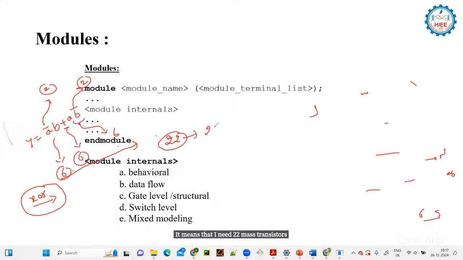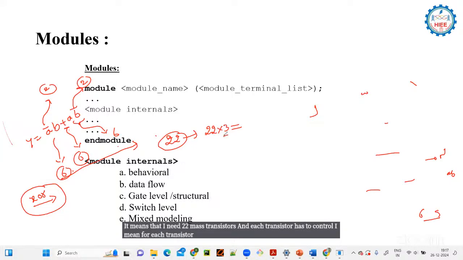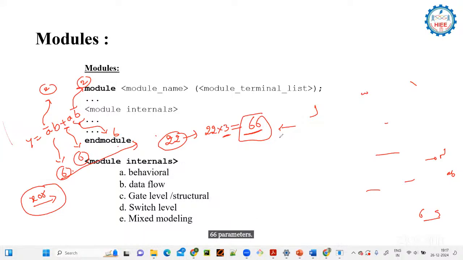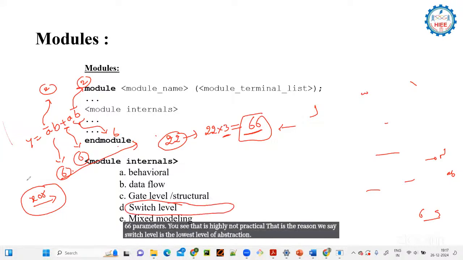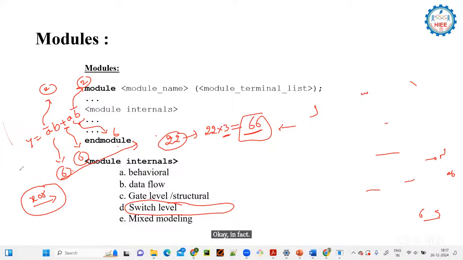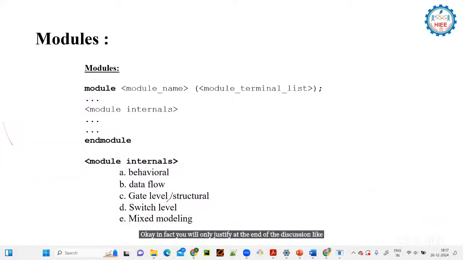And for each transistor I have to control 3 parameters. It means that just to have the functionality of a single XOR gate, I have to control how many parameters, guys? 66 parameters. You see, that is highly not practical. That is the reason we say switch level is the lowest level of abstraction. In fact, you will only justify at the end of the discussion what makes behavioral highest and switch level lowest.